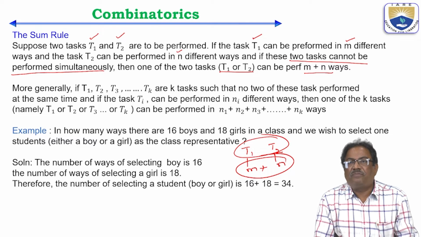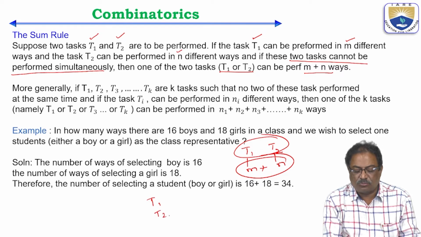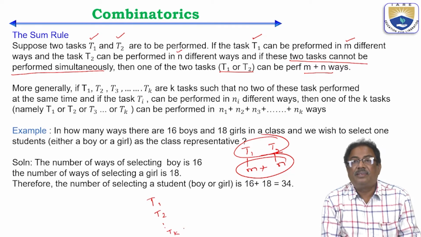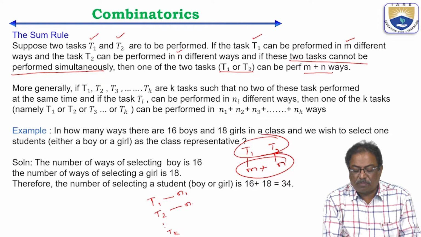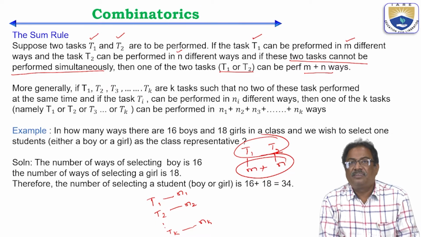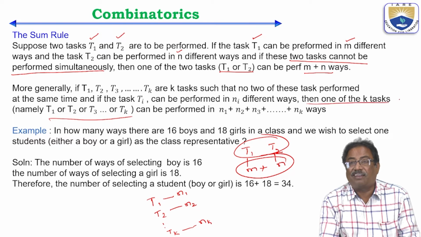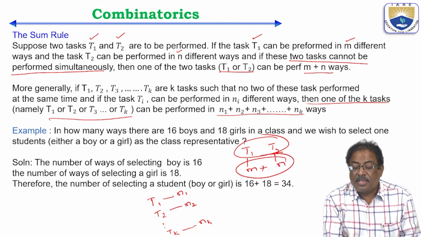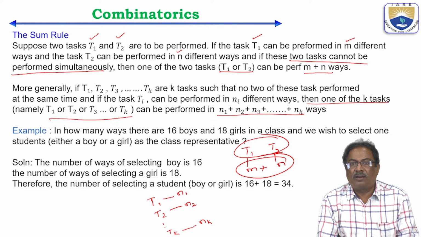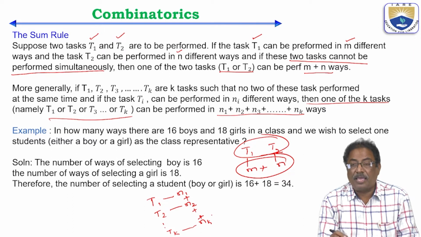In general, if there are k tasks, T1, T2 and so on, Tk, where T1 is performed in n1 ways, T2 is performed in n2 ways, and so on, Tk is performed in nk ways, then any one of these k tasks can be performed in n1 plus n2 plus and so on, nk ways.